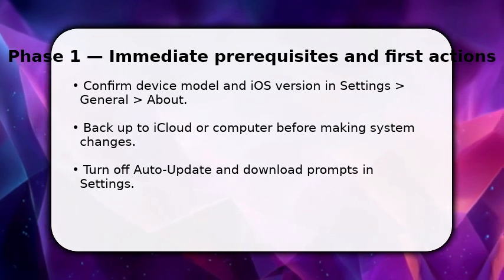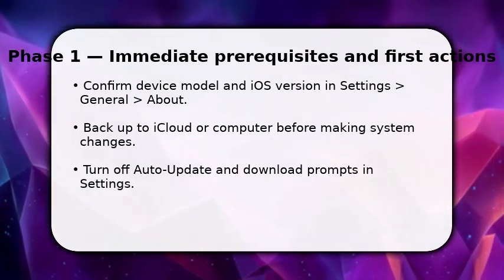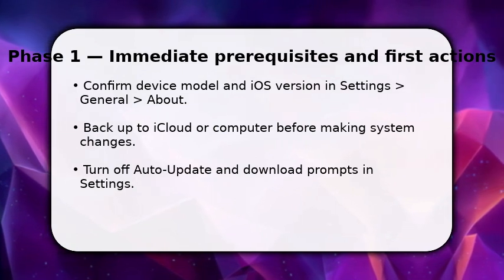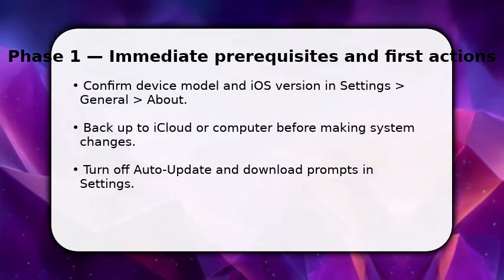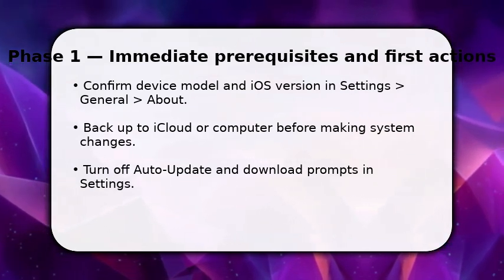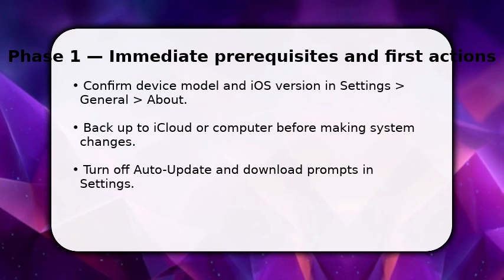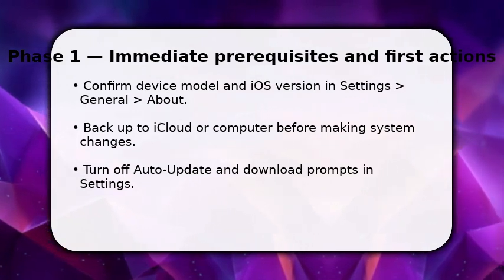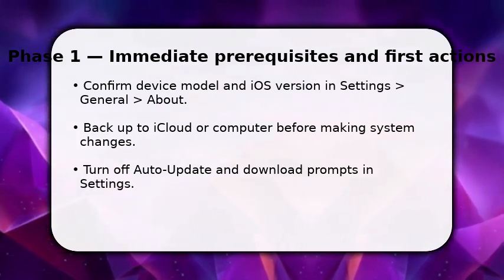Once done, go to Settings, tap General, then Software Update. Immediately open Automatic Updates and disable both Download iOS Updates and Install iOS Updates. This prevents background fetching. Make sure to leave the device connected to power only when you want updates.